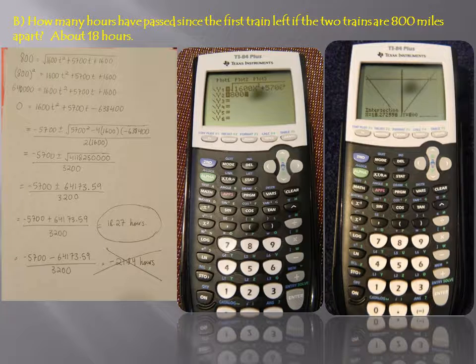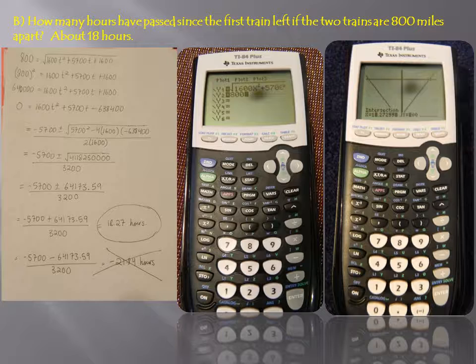Part B asks us to find how many hours have passed since the first train left if the two trains are 800 miles apart. There are two ways to solve this. The first way, you can plug in 800 for y and solve the equation. So you get 640,000 equals 1600t squared plus 5700t plus 1600. Subtract 640,000 from both sides and you get 1600t squared plus 5700t minus 638,400.